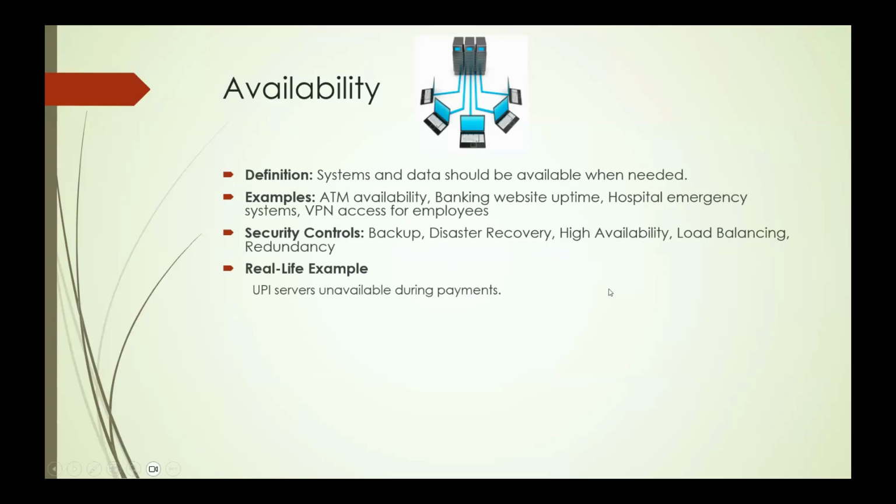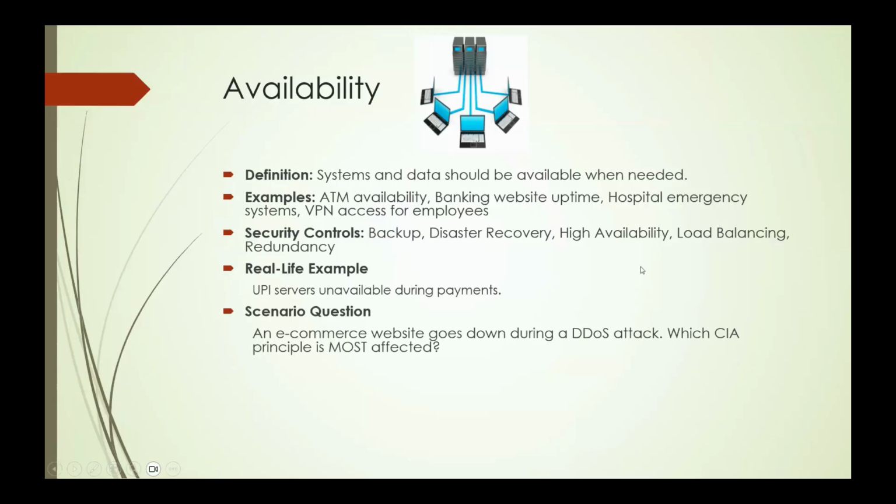Suppose the UPI payment service goes down during payments. What happens then? It will be a big tension for you as well as for the banks. Your payment has been processed, your amount has been deducted, but it's not delivered. You generally see this kind of scenario, right? So to avoid this, these security controls need to be implemented. Let's take an example question. Suppose there is an e-commerce website like Amazon or Myntra or Best Buy. It goes down during a distributed denial of service attack.